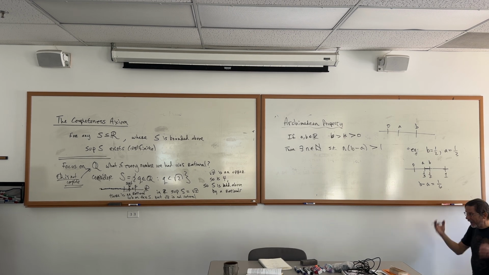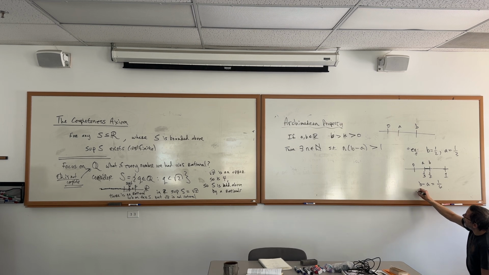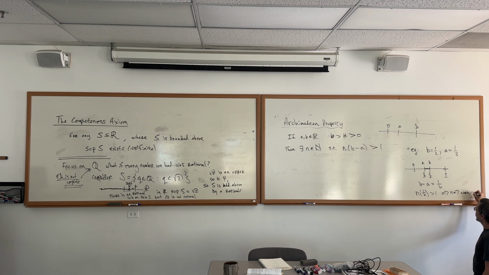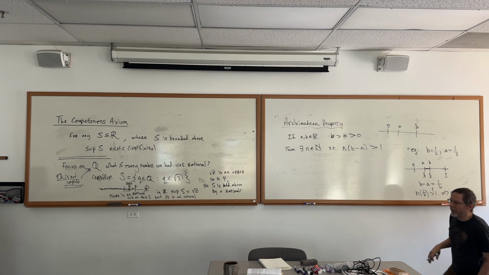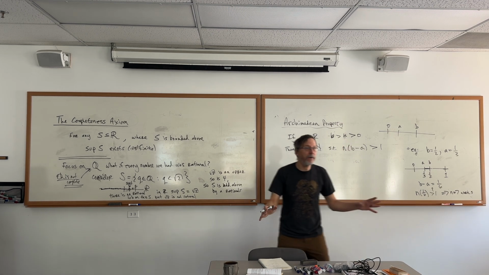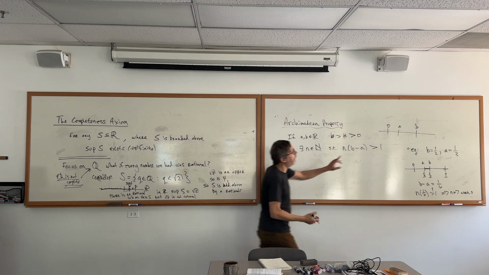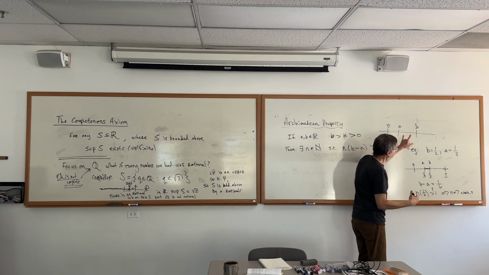I know fractions are maybe not things you think about a lot, but you'll believe me, and you could easily convince yourself of that. So I'm looking for an n times 1/6 that's greater than 1. What n would work? 7. Yeah, so n equals 7 works. Let's put a little question mark there. Everybody see that? So no matter how close these two numbers are, I can always find some whole multiple of the distance that's bigger than 1.